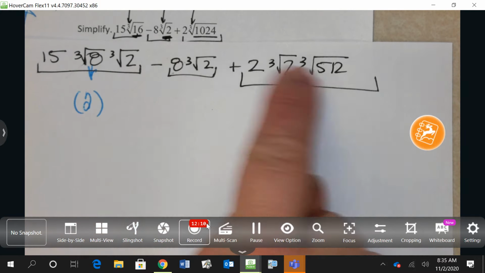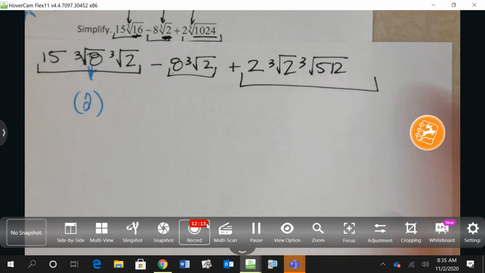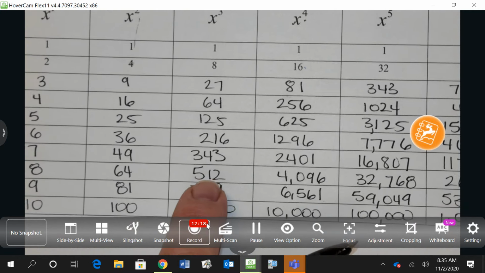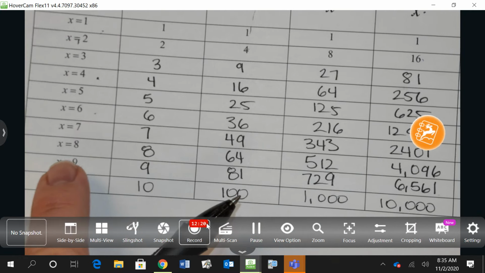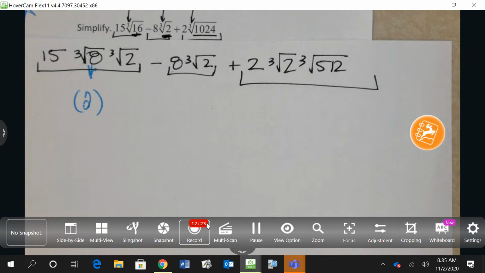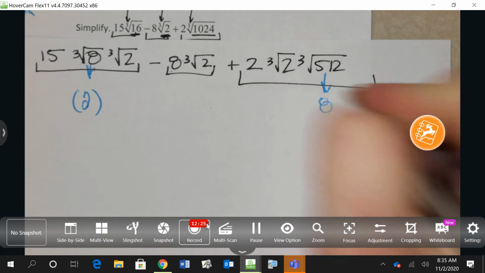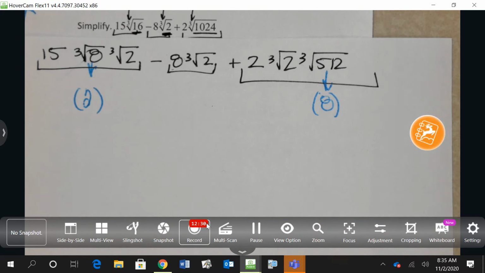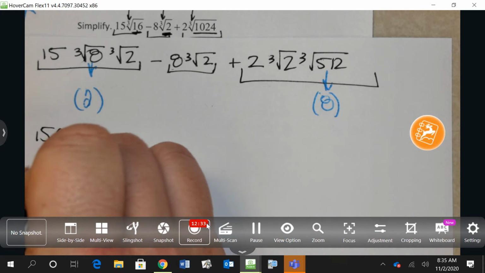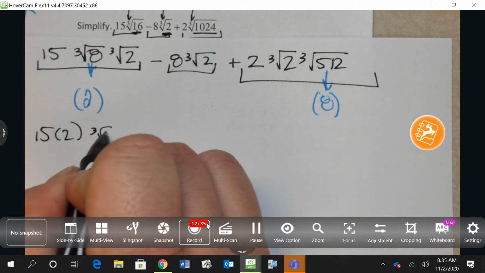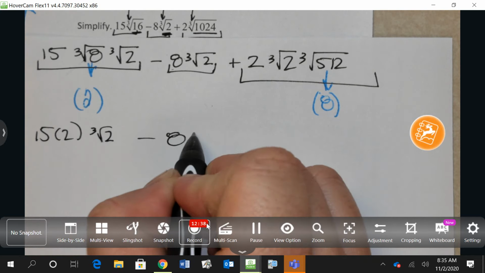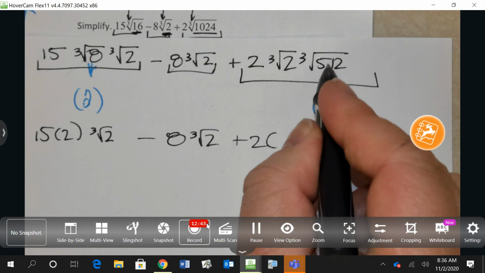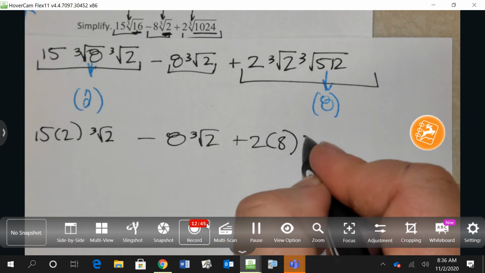Anything that's not the cube root of 2, that'd be 512. So I'm looking for the cube root of 512. So go into the column of 3, find 512, go across, and it's equal to 8. Don't be afraid to rewatch this a couple times. It's not uncommon for students to feel really confused about this. So I'm going to rewrite this. I have 15 times 2 times the cube root of 2. Subtract 8 times the cube root of 2 plus 2. And I'm going to bring this 8 in front times 8. And there's the cube root of 2.